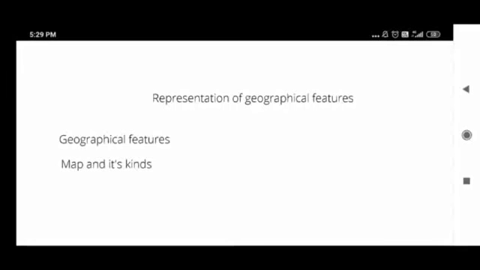Now, you know its kinds also: the political map, the physical map, topographical map, climatic map, and economic and thematic maps. In the previous classes, students, you have studied about the political and physical maps. In this chapter, today we are going to study about the topographical maps.